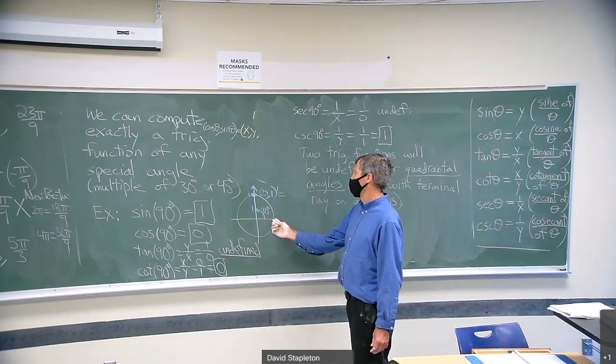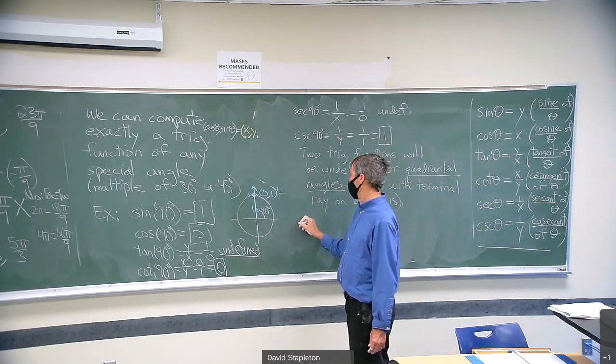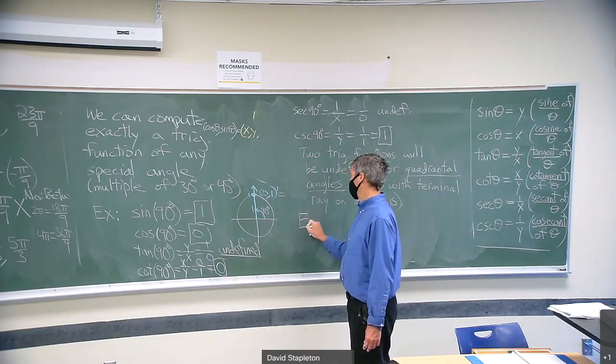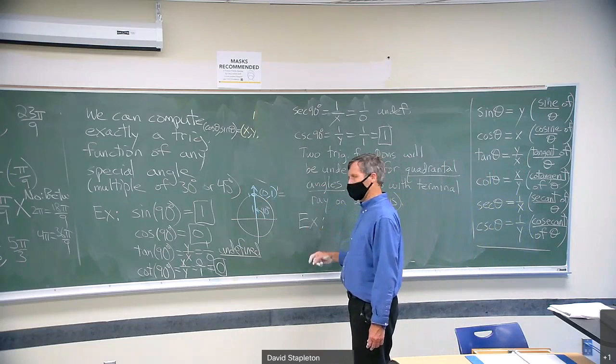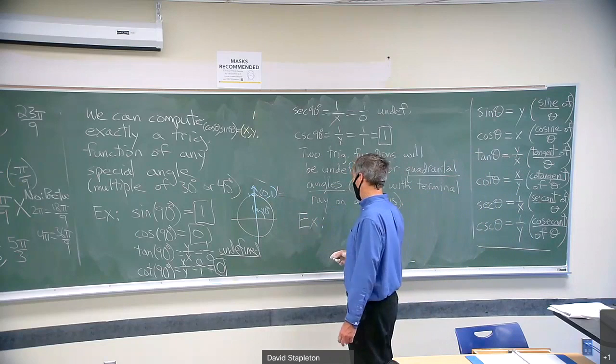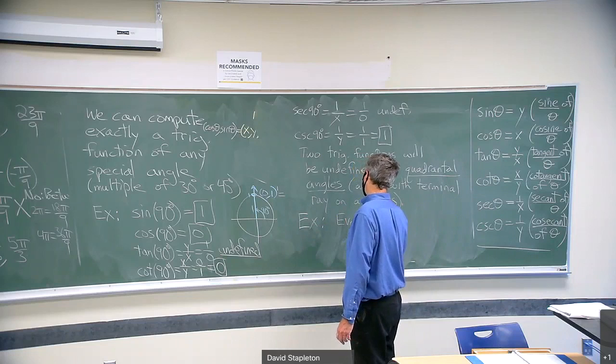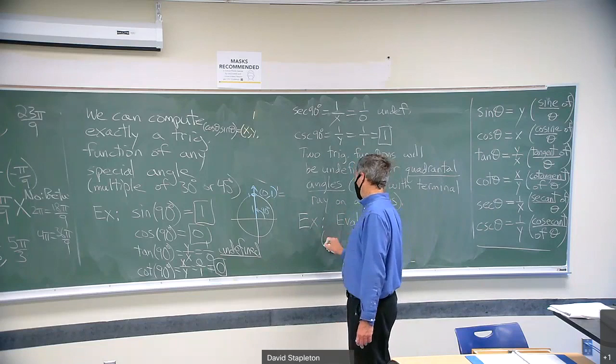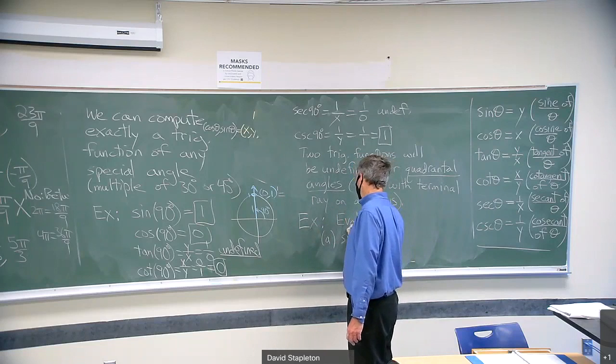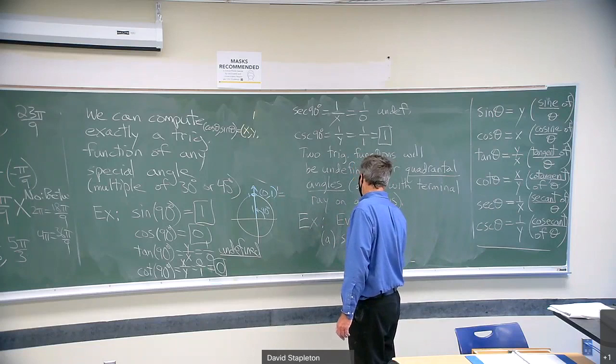However, actually any special angle, right? This is a special angle. It's a multiple of 30 and 45 degrees. Any special angle, we can compute the trig functions exactly by instead drawing what we call a reference triangle. Evaluate exactly all these trig functions, for instance. What is the sine of 45 degrees, do you think?